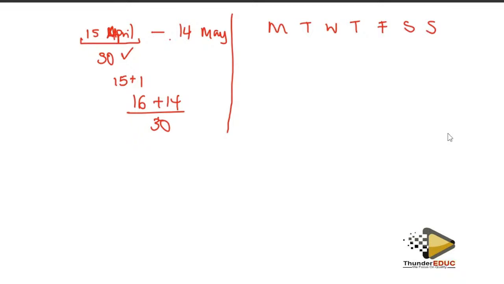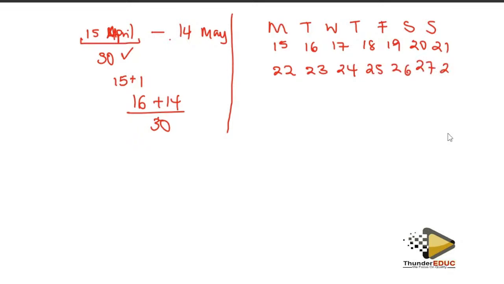So does it matter? You know that you're starting with 15. So you're going 15, 16, 17, 18, 19, 20, 21, so definitely 22, 23, 24, 25, 26, 27, 28, 29. Remember we said days for April, so they are from 15th to 30th.